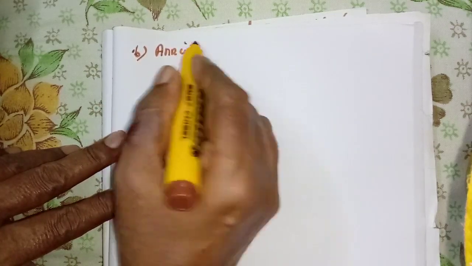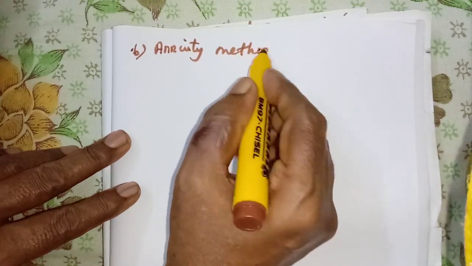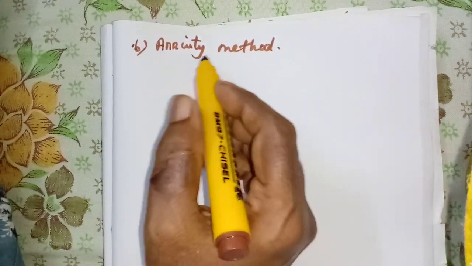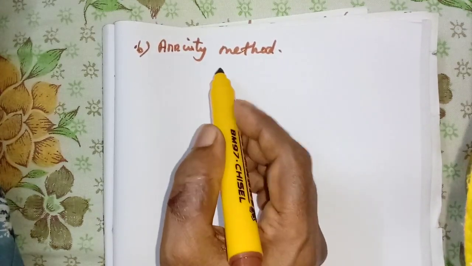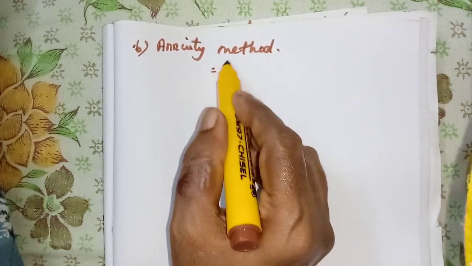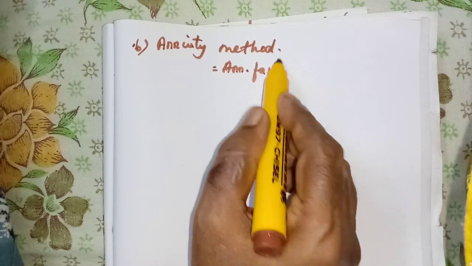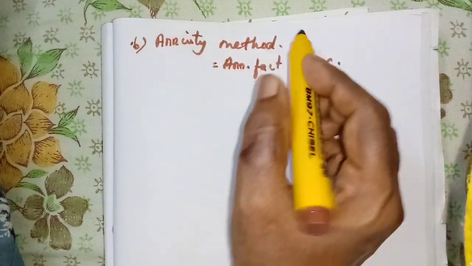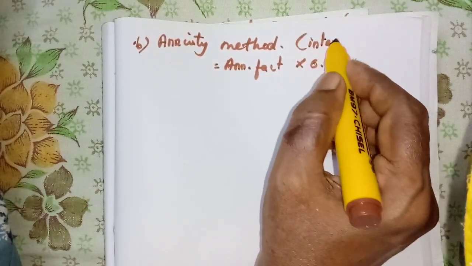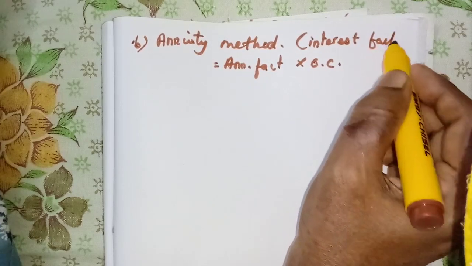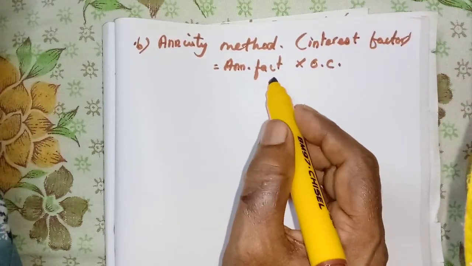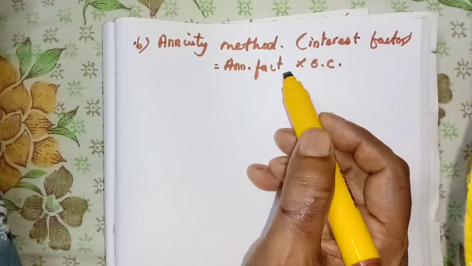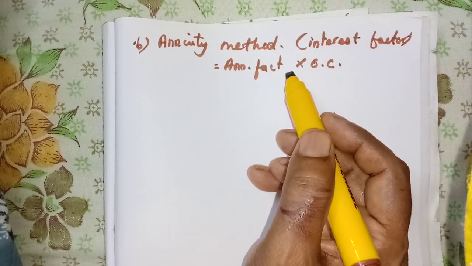Annuity method. Here the amount of depreciation will be calculated by the annuity factor into the original cost of the asset. Here they will consider the interest factor. If we had invested the same amount in some other asset, then we would have got some interest from that investment. So interest will be considered.